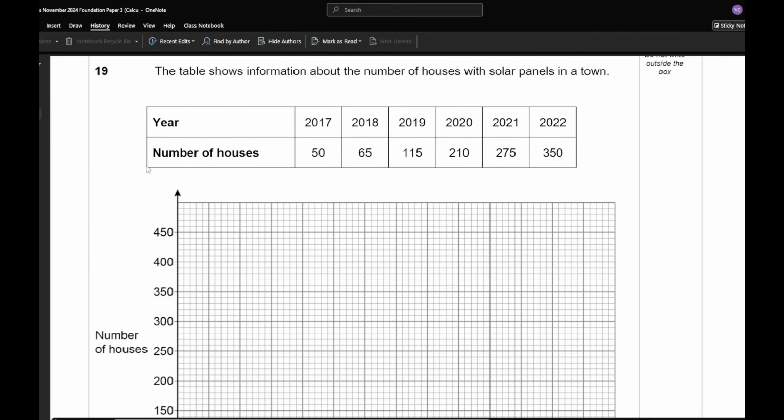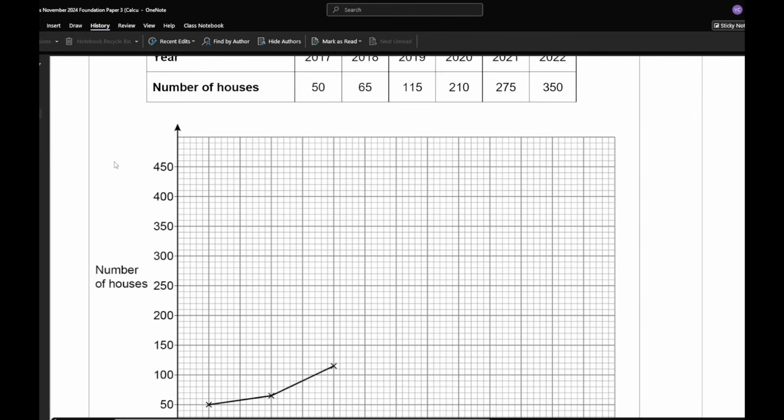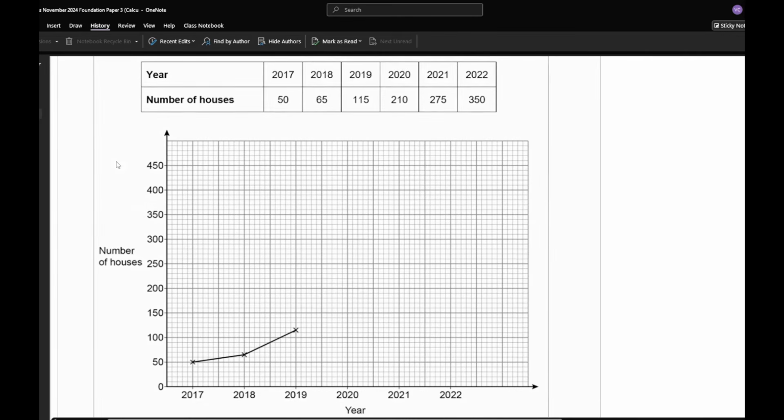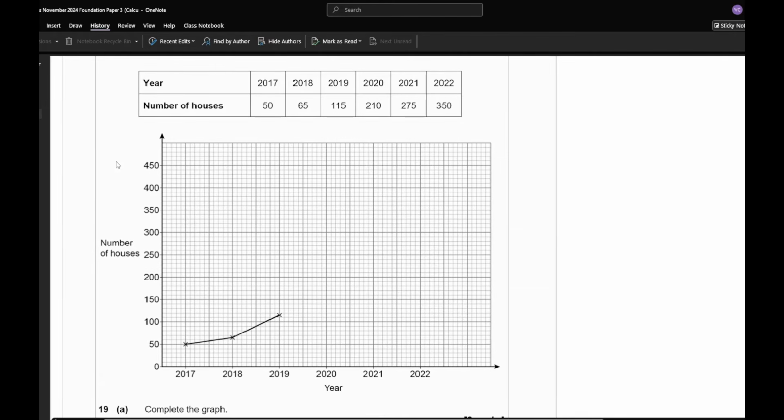Moving on to question 19, it says the table shows information about the number of houses with solar panels in a town, and the question is asking us to complete the graph. So if I just zoom out slowly so I can see it in all its entirety. For 2020, that's at 210, so that's going to be there. At 2021, it's at 275, so that's going to be halfway between 300 and 250, which is there. And 2022 is at 350, which is there. And then all I need to do is, with a ruler, join those points up like so.